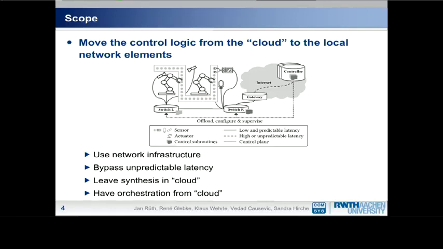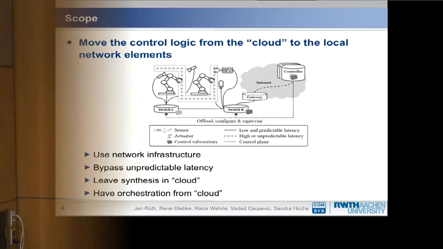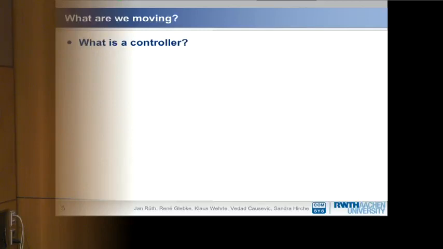So we can have all the nice cloud properties like orchestration from there and leave the synthesis there, but skip the bad latencies of the internet and reuse the network infrastructure. Well, you might ask, what is a controller physically? So what are we actually moving? To explain this, let me go a step back and tell you how control works a bit on a high level.